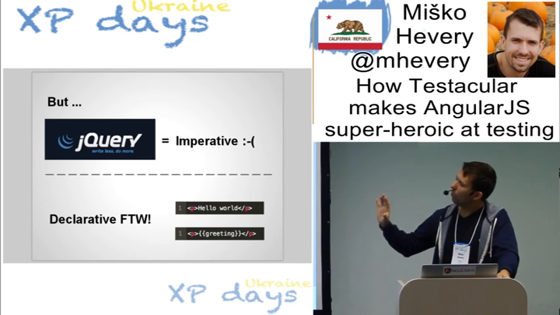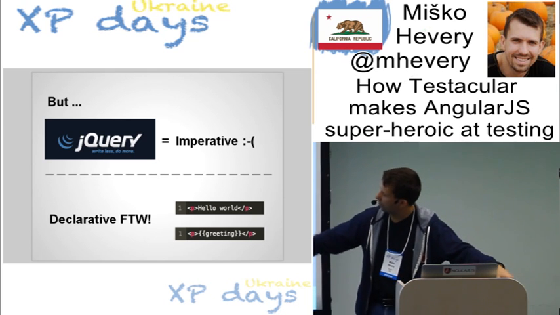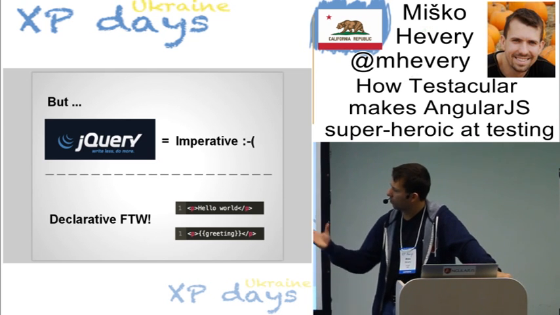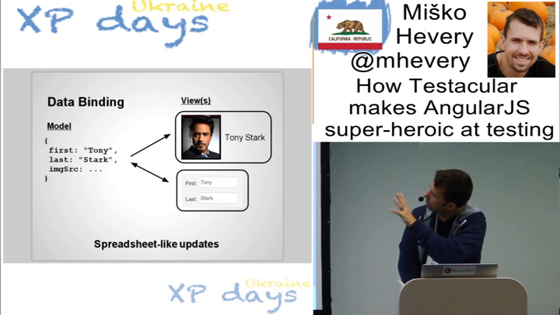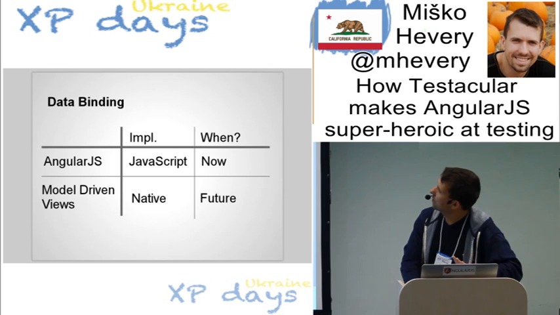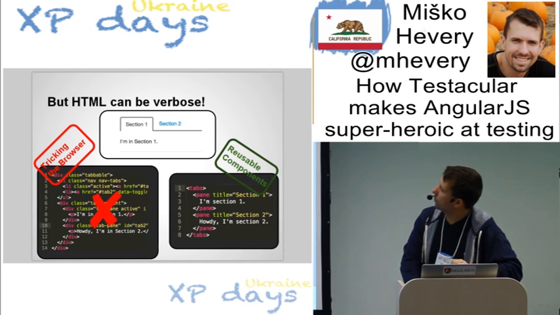And so what we wanted to do is declarative, like you see over here. Just like you have a hello world static, we wanted to be able to do it dynamically as well. And so you can do data binding. I'm going to skip over that. And I'll skip over that.